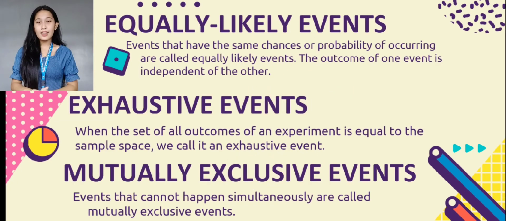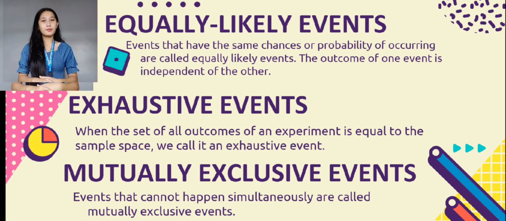Seventh is the equally likely events. Events that have the same chances or probability of occurring are called equally likely events. The outcome of one event is independent of the other. For example, when we toss a coin, there are equal chances of getting a head or tail. Eighth is the exhaustive event. When the set of all outcomes of an experiment is equal to the sample space, we call it an exhaustive event.